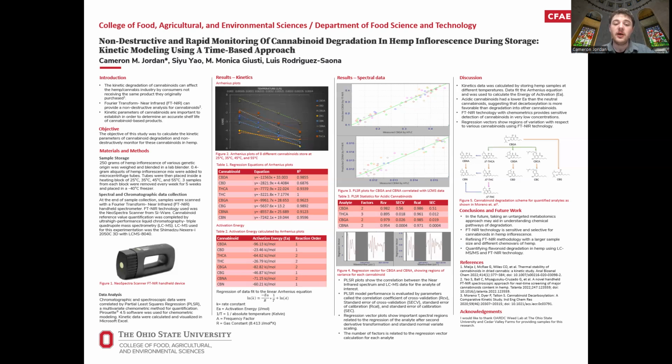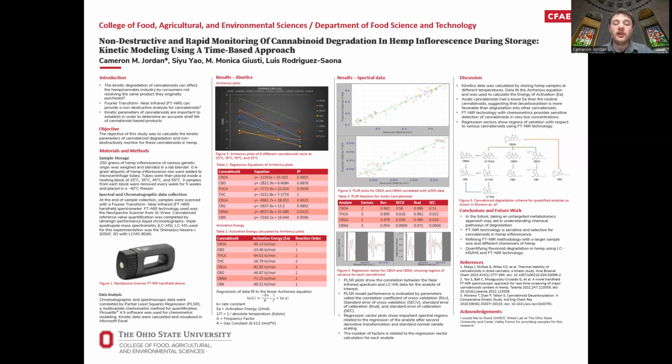in hemp. A composite hemp sample was made in a lab blender and aliquoted into microcentrifuge tubes. The tubes were then stored at different temperature points in 1-week intervals for 5 weeks. After the incubation time, all samples were scanned using a handheld FT-NIR spectrometer. The reference cannabinoid values were determined by LCMS.